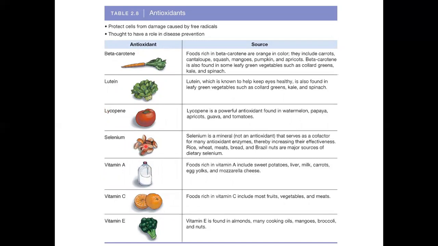Selenium, you need small amounts of it, but you find it in nuts. Vitamin A, vitamin C, vitamin E. I'm trying to think. Oh, sweet potatoes, right?